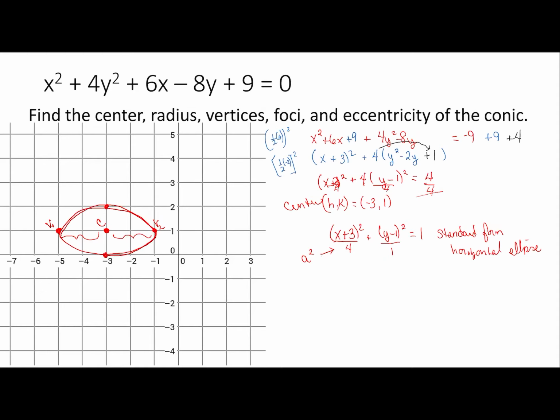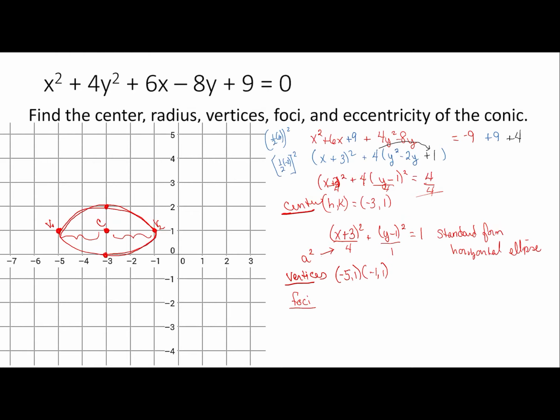And this ellipse will have an eccentricity closer to 1 because it's more oval. So we found the center. Our vertices are -5, 1, and -1, 1. Now we need to find the foci.